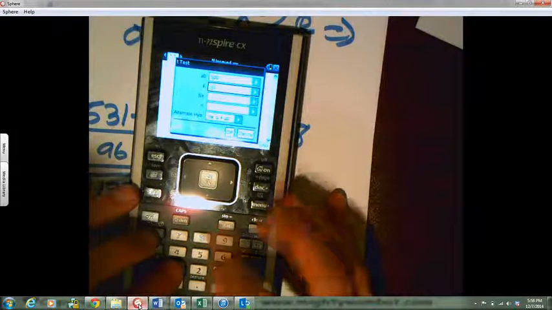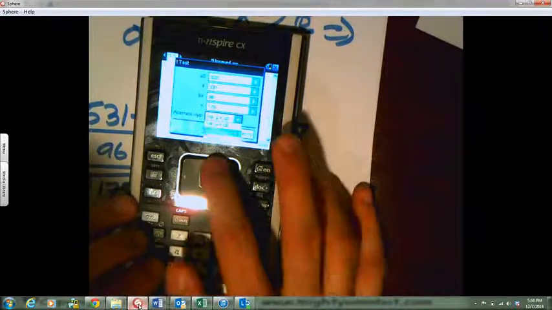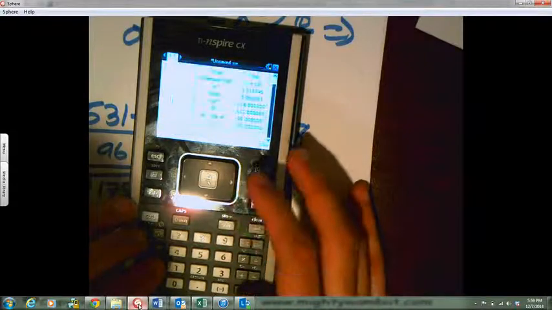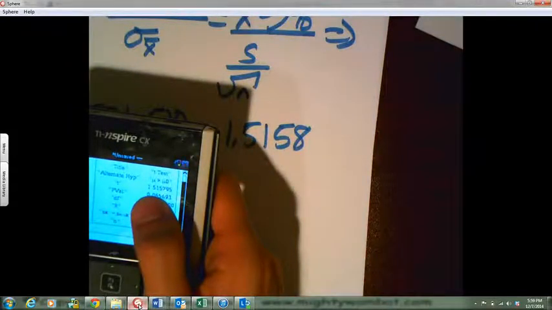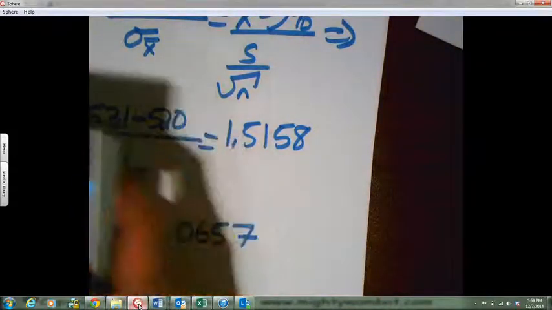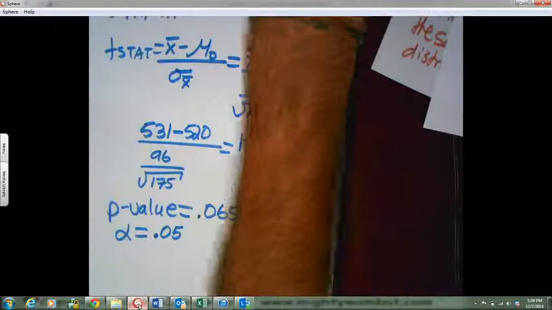520, 531, 96, 175, and the alternative is that we are greater. And the p-value is 0.0657. Alpha is 0.05. And the t-stat is 1.5158. Very good. Great. That's the math piece is now done.